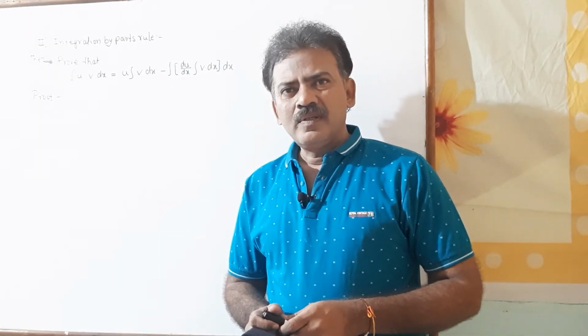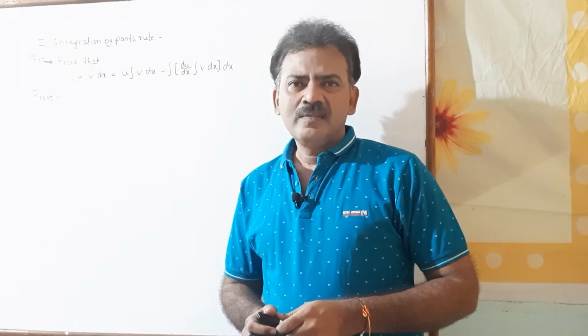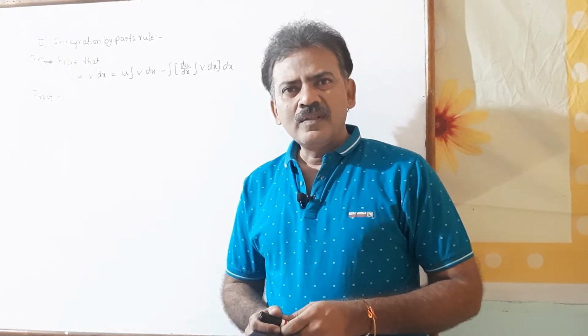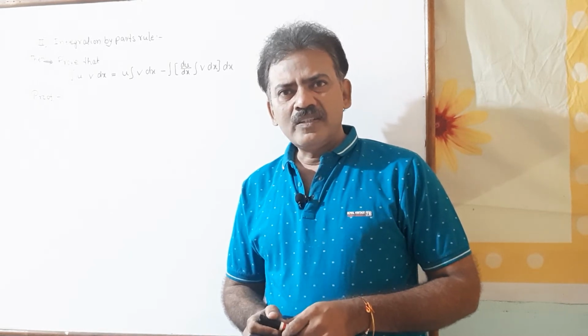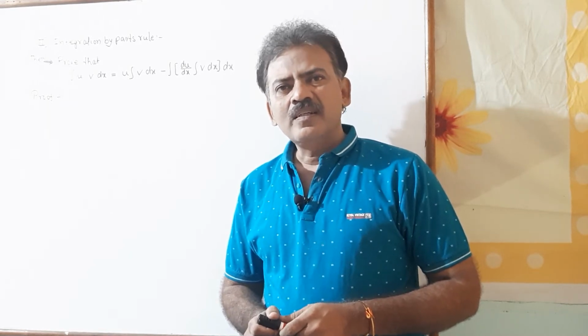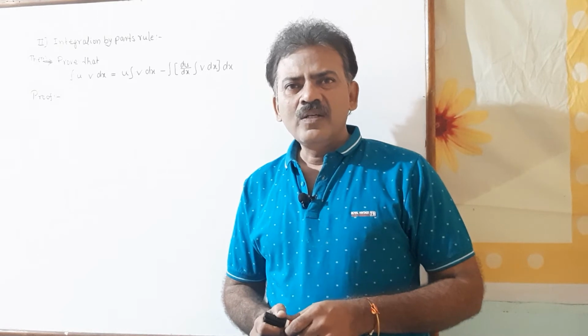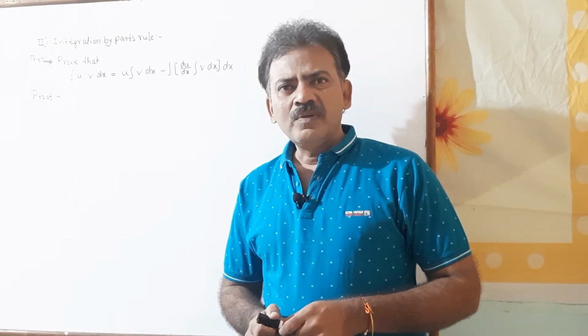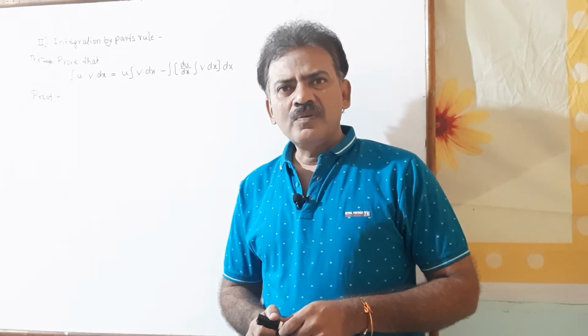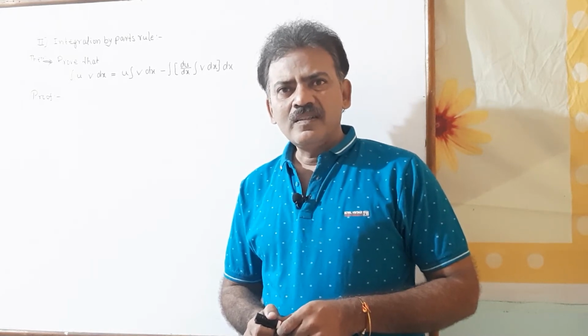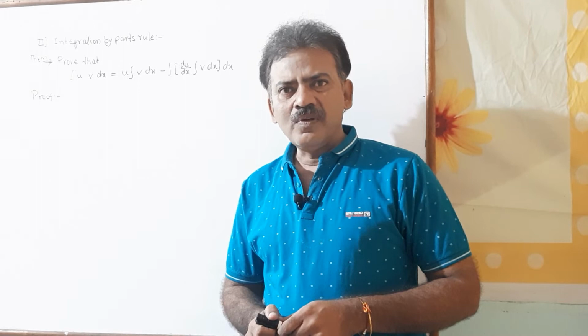As you know, in indefinite integration, there are three methods. First method, integration by substitution. Second method, integration by parts. Third method, integration by partial fractions. Out of these three methods, we have completed the first method, that is integration by substitution. Now we will start the second method, that is the integration by parts rule.